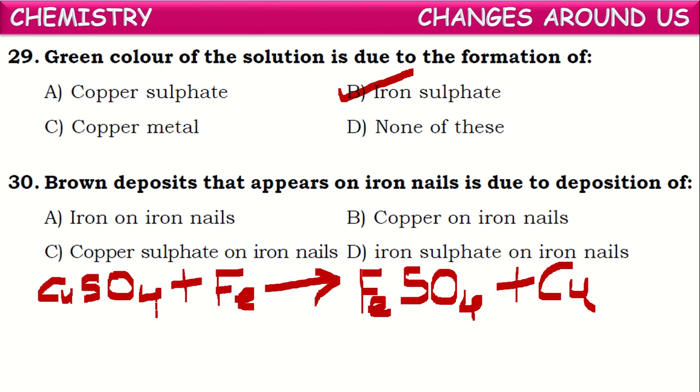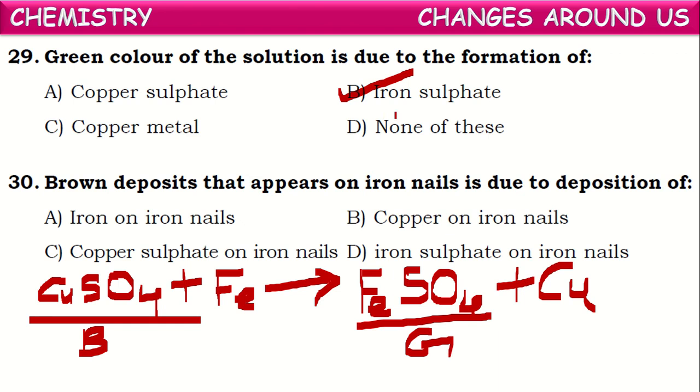Because of this reaction, initially it has a blue color, but iron sulfate has a green color. So the green color appears due to the formation of iron sulfate. The brown deposit that appears on the iron nails is due to the formation of copper. The formed copper deposits on the iron nails, so that gives a brown layer on those iron nails. Okay, so that is the formation of copper on the iron nails.